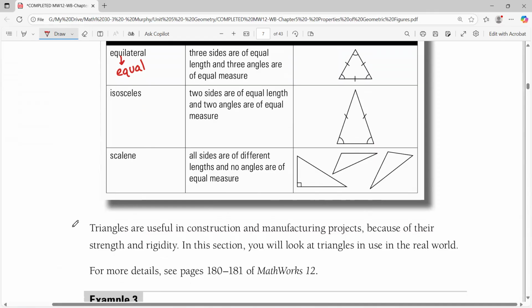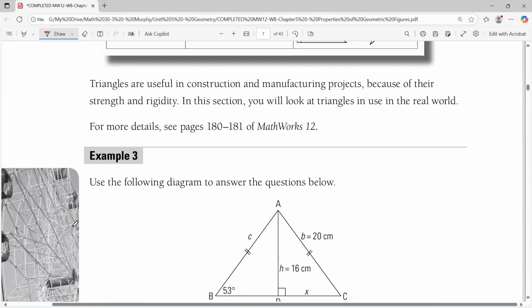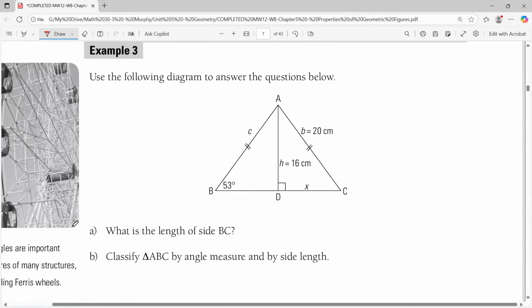Triangles are useful in construction and manufacturing projects because of their strength and rigidity. They are the strongest shape. In this section, you will look at triangles in use in the real world. Okay, so for example, use the following diagram to answer the questions below.